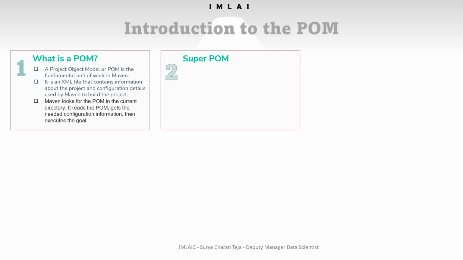Then what is the super POM? The super POM is Maven's default POM, Maven's default project object model. All project object models extend the super POM unless explicitly set, meaning the configuration specified in the super POM is inherited by the POMs you create for your projects.